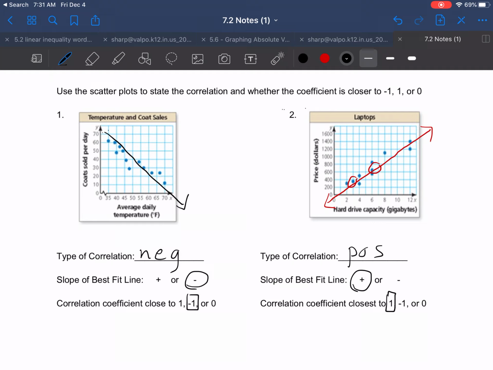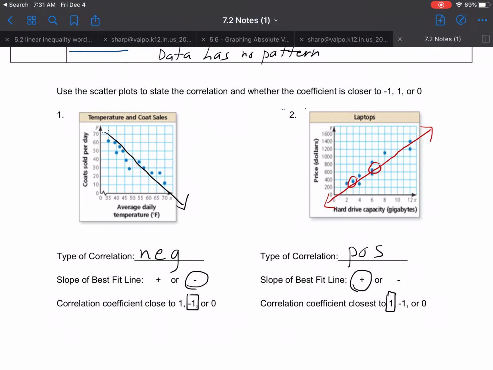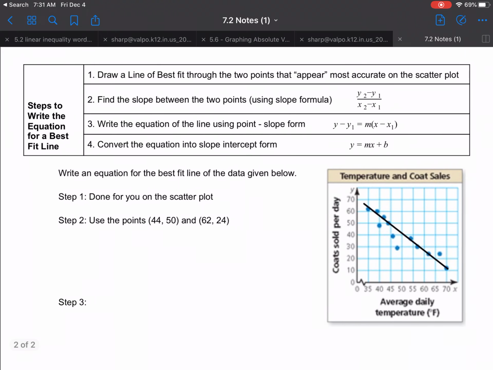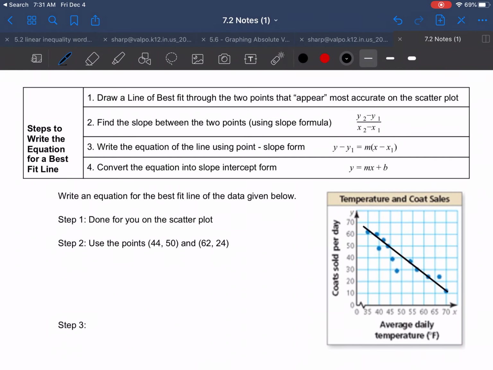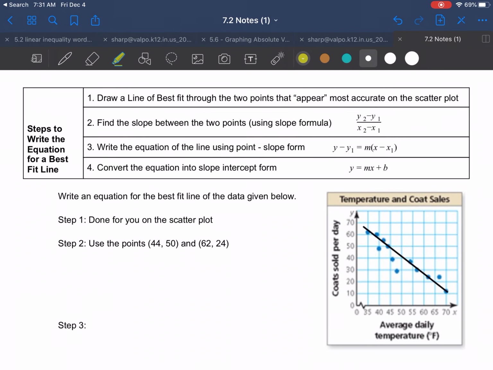Okay? But we're going to flip to the back and try to see if we can actually create a best fit line here. So I wrote over here the steps that you could potentially use in order to draw a best fit line. Some steps that are going to help you write the equation for your best fit line. Number 1, you need to draw the line through the 2 points that you feel would most accurately represent your scatter plot.